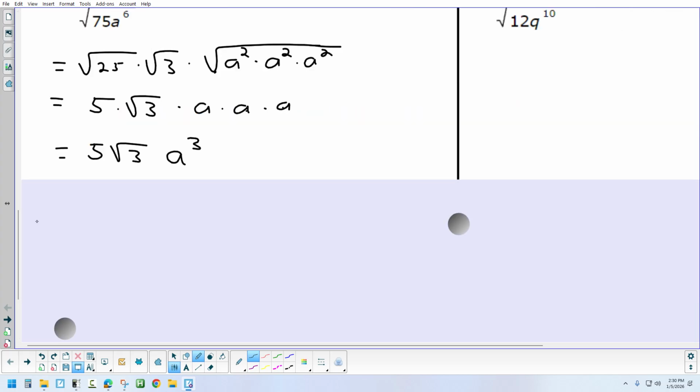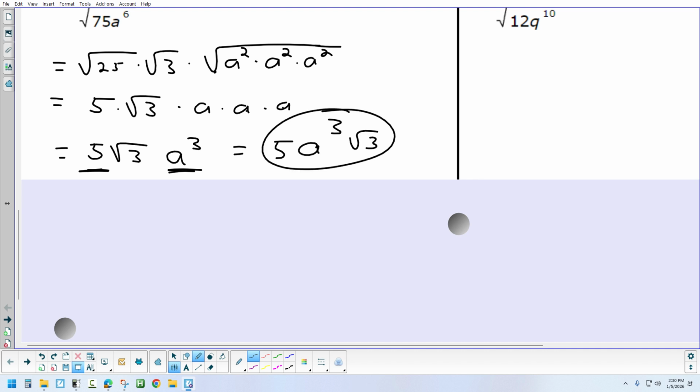So you can write the final answer like that, or if they want everything that doesn't have a square root altogether, you can put that right next to that. Put the 5 next to the a to the 3rd, and then put the square root of 3 at the end. That's just called reordering it. It's the same thing, it's just in a different order.